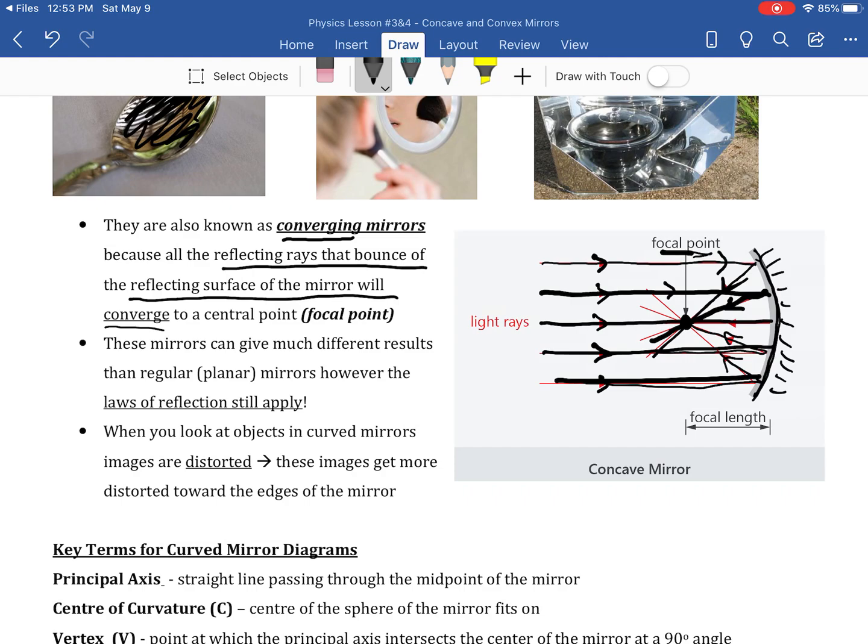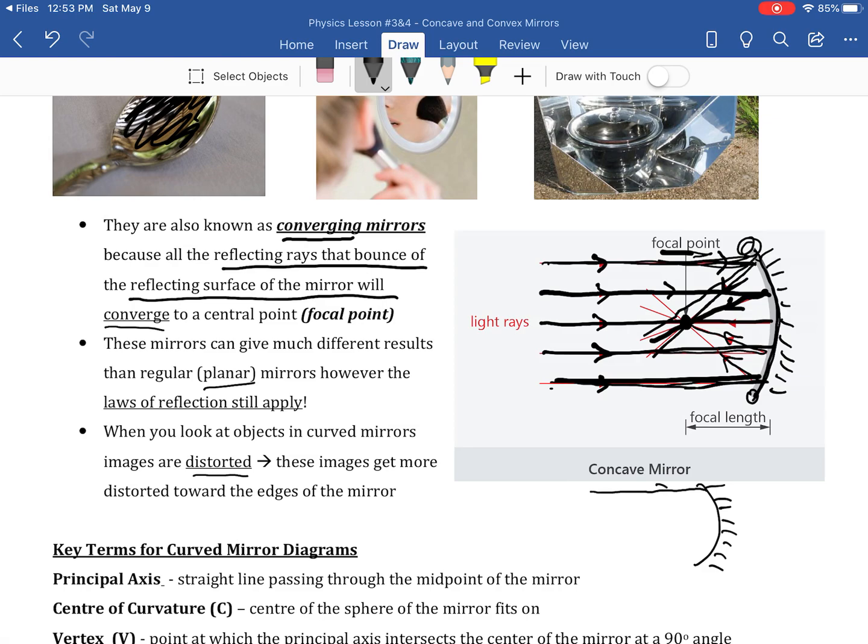These mirrors can give much different results than a regular plane mirror. However, the laws of reflection still apply. So they still are all found on the same plane. When you look at an object in a curved mirror, the images are distorted. These images get more distorted as you go towards the edge of the mirror. What that means is as an incident ray hits the edge of the mirror, it becomes a little bit distorted. Here I'll draw it like this so it's a little bit easier to see.